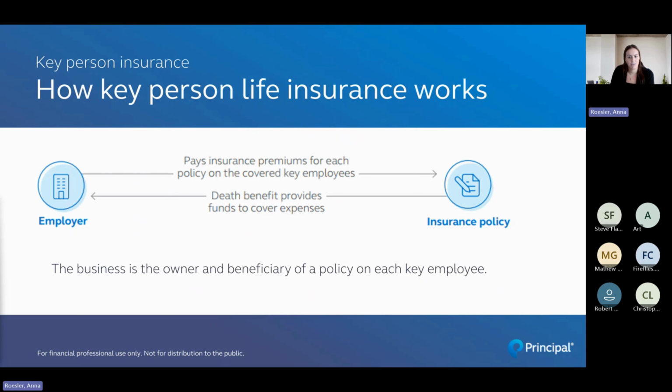The way that this life insurance works is the employer would take out a policy on the key employee. So the employer is paying the insurance premiums on the covered employee. And then in the case that the employee were to pass away, the death benefits would go to the employer as the beneficiary. So if a company has 5 key employees, this would be 5 different policies. Each individual goes through underwriting, they have an individual policy, and in all of them, the employer is the beneficiary.